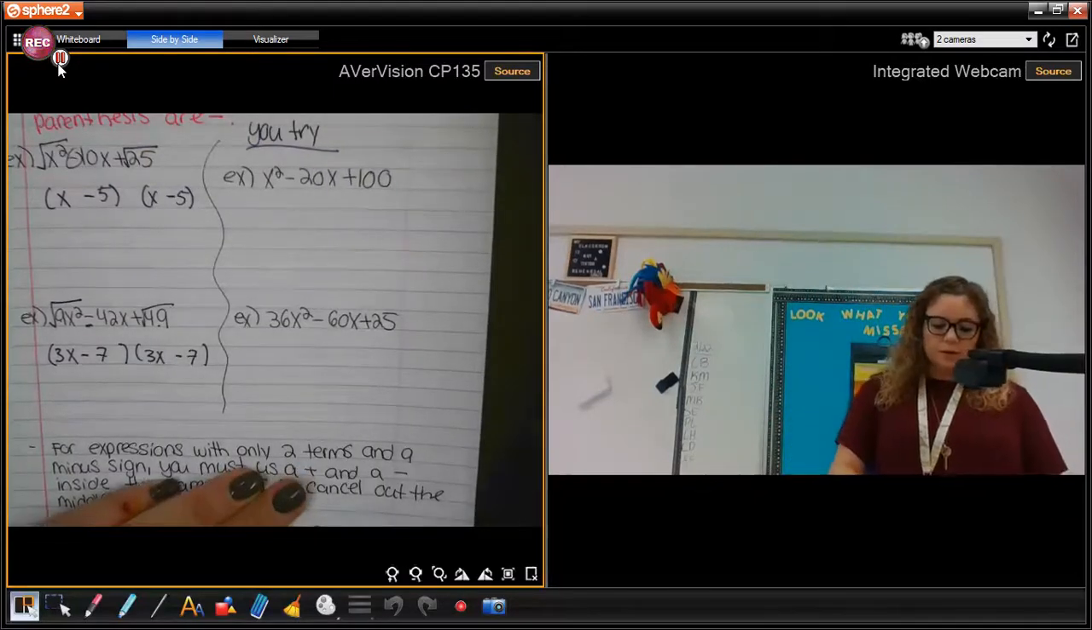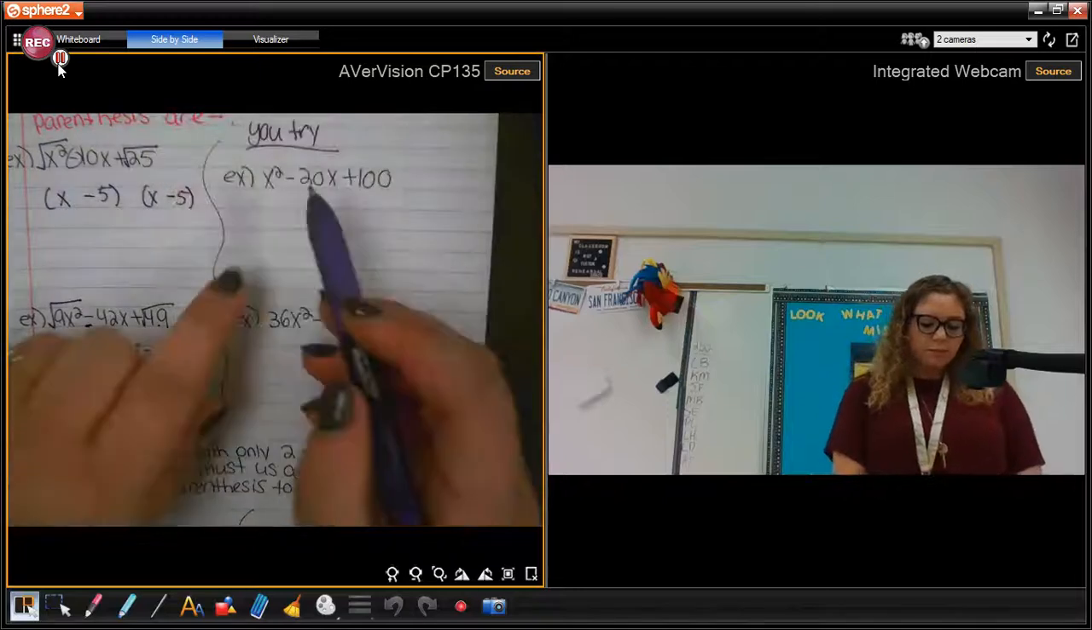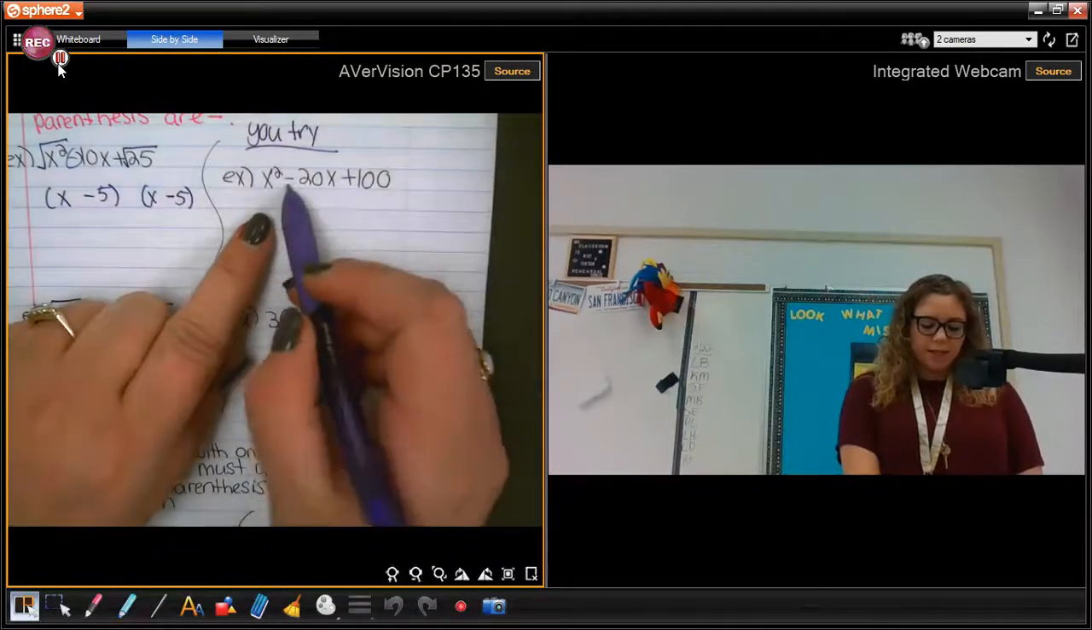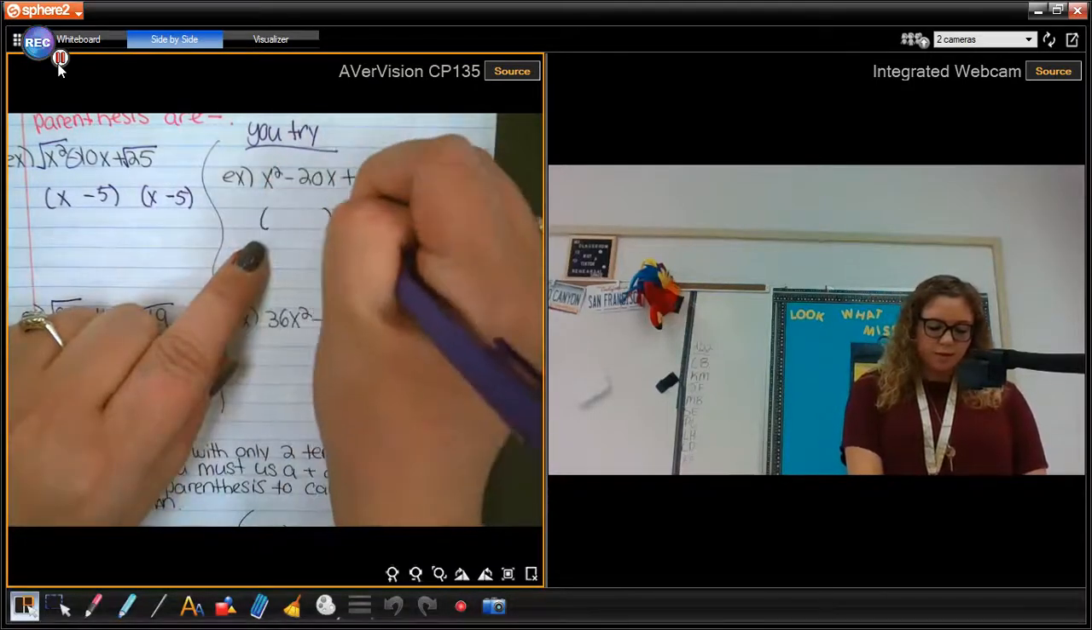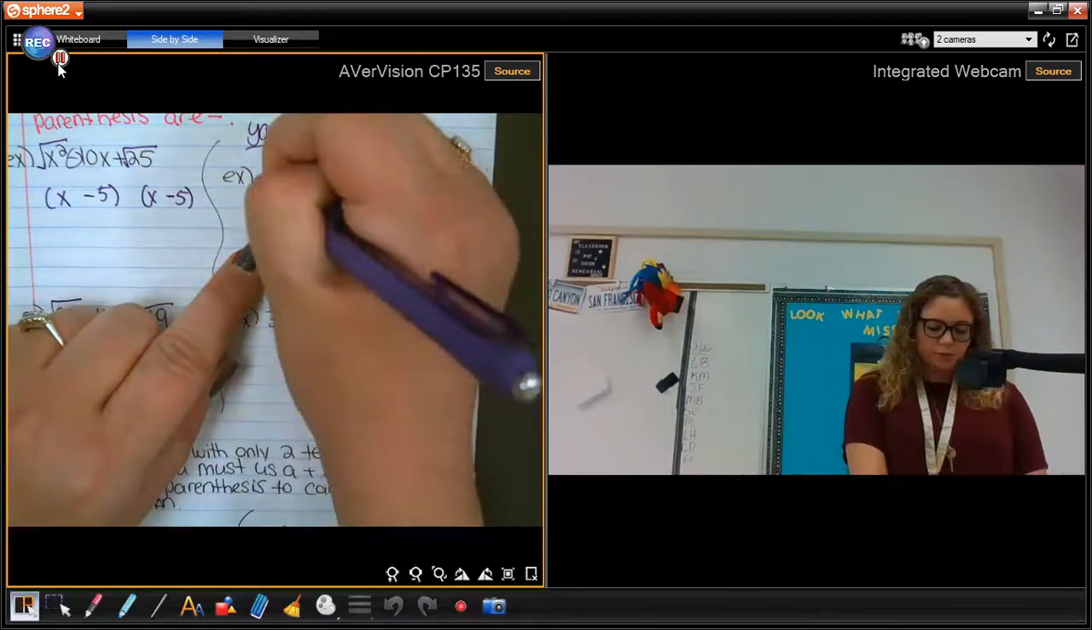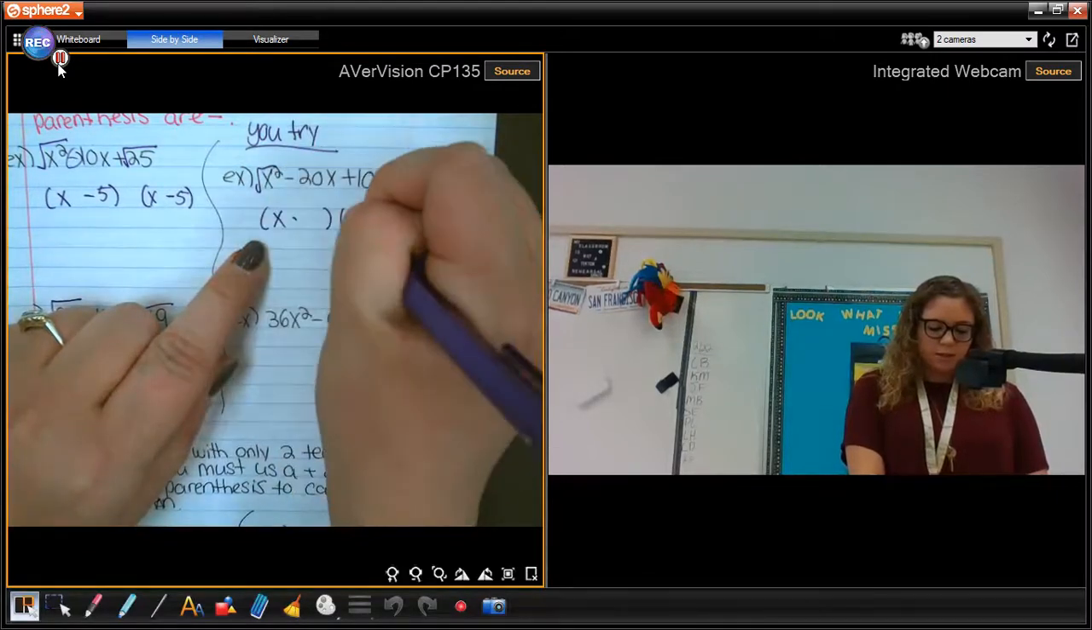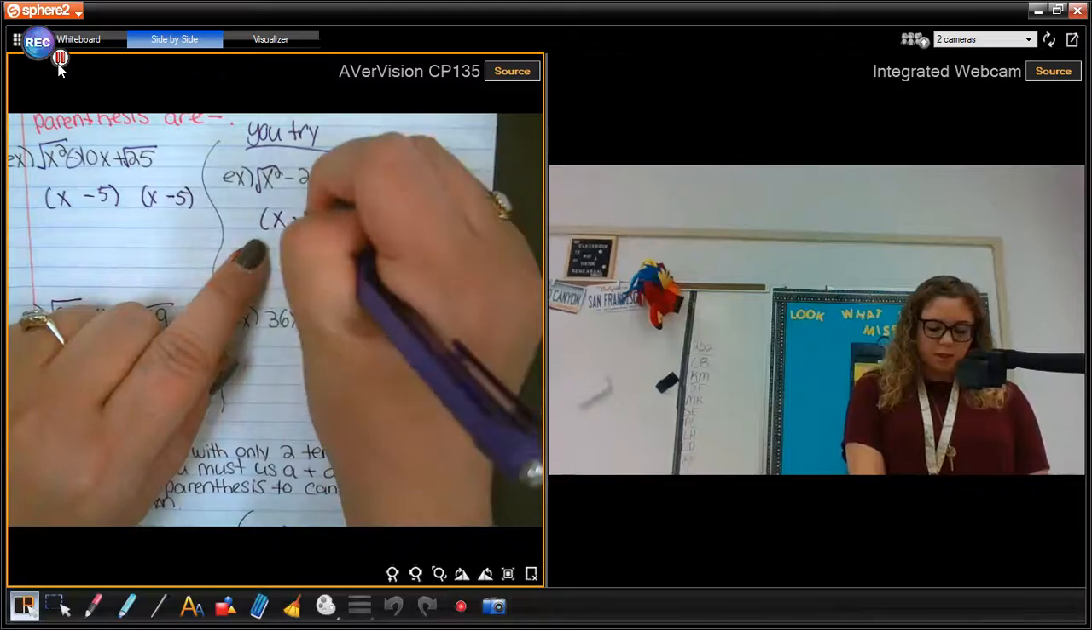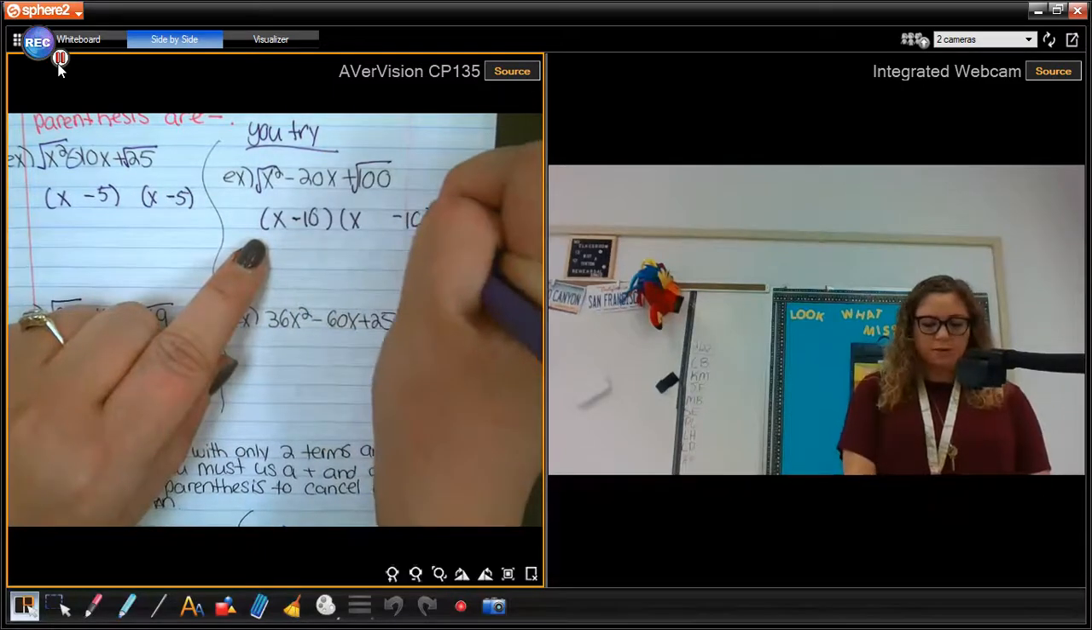Okay, so number 1, perfect squares. This is a minus sign, so both of them are going to be minus. Take the square root of x squared, which is x. Square root of 100 is 10. This is my answer.